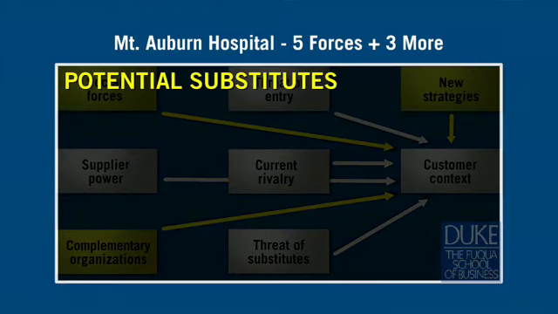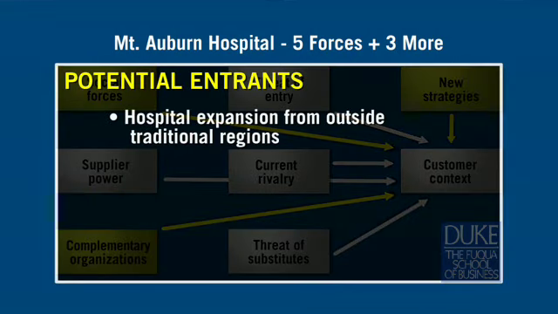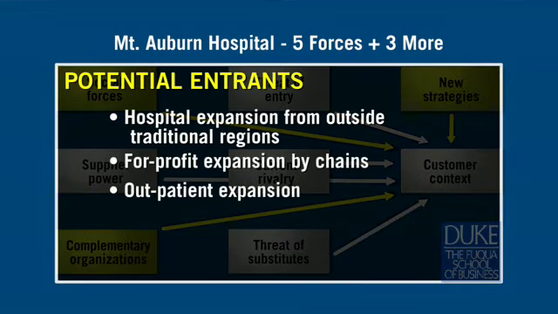Changes in substitutes with pharmacy and outpatient care, in-home care, challenging some of the traditional hospital services. Potential entrants, hospital expansion from outside the traditional region, so geographic expansion. For-profit expansion, chains that one used to not think of as being in existence. One thought of this as being a not-for-profit sector, now increasingly becoming a for-profit sector with chains that were expanding very aggressively. And outpatient expansion, services that were done outside the hospital setting becoming more aggressive and more widespread.